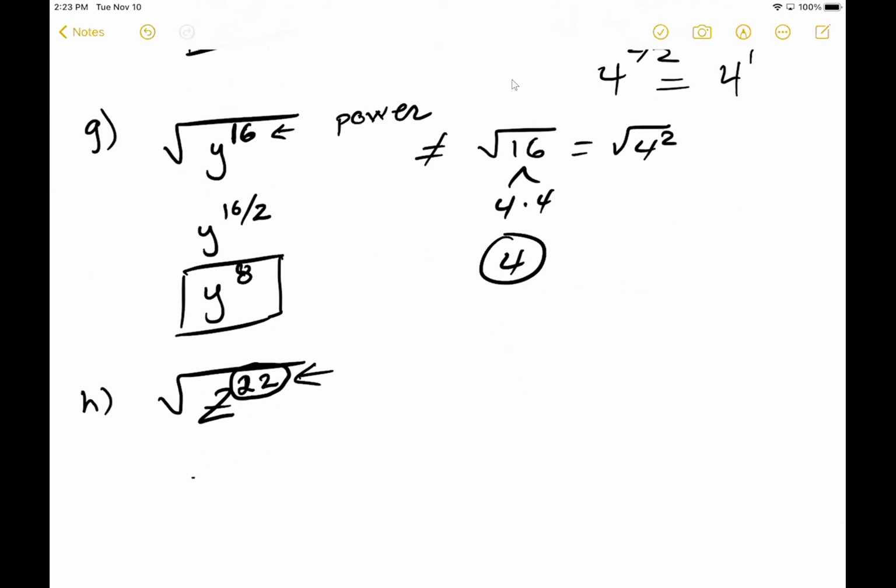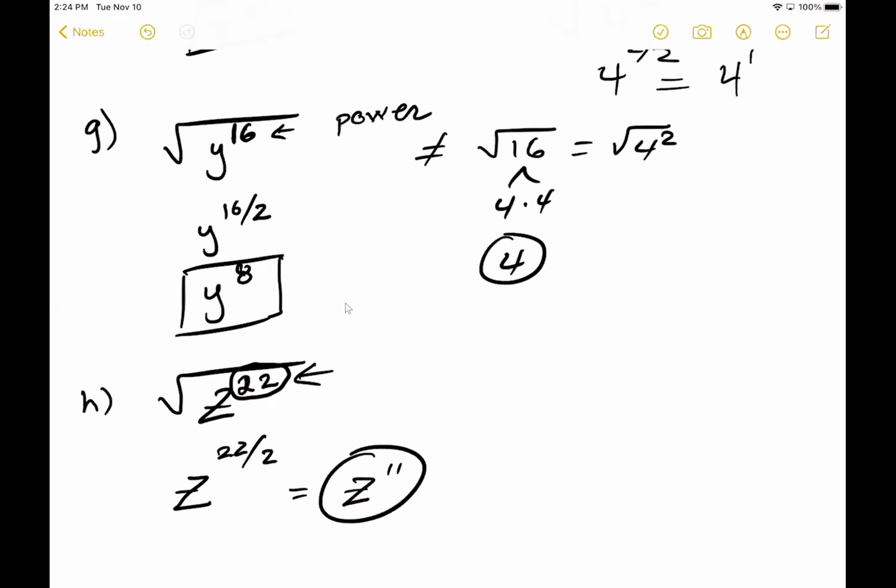To simplify this thing, all you need to do is take 22 and divide that by 2, and 22 divided by 2, you can see that z is z to the 11. So to be short, all we're doing to simplify the power for the square root is dividing that power by 2.